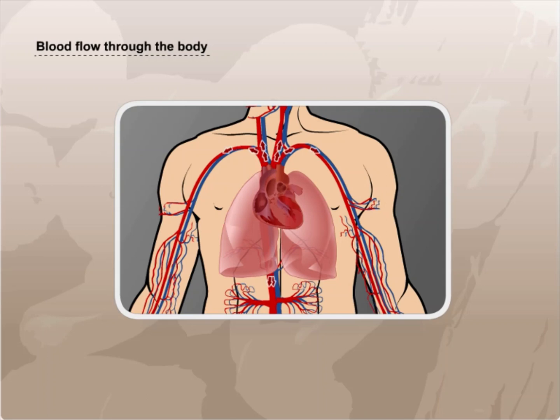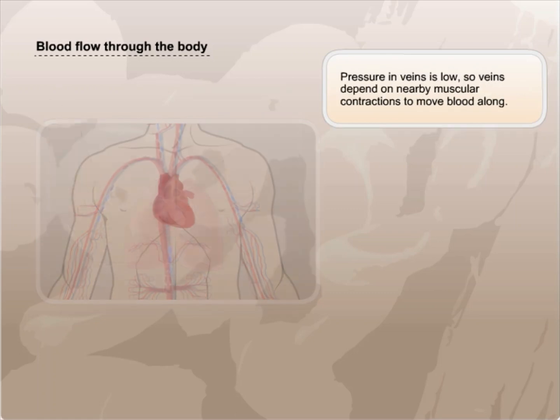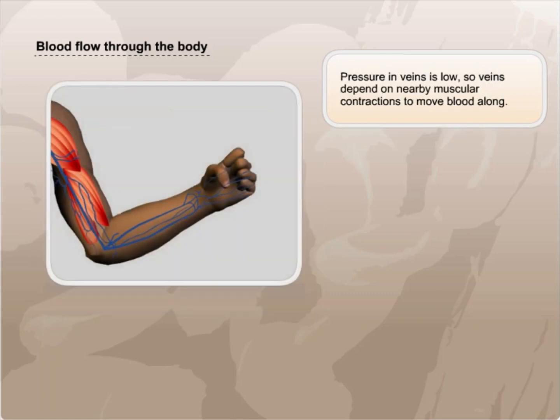As the heart pumps, the arteries carry oxygenated blood to the body's organs and tissues. At the same time, the veins carry deoxygenated blood to the heart. The great pressure at which the blood is pumped by the heart propels the blood through the artery, whereas the pressure in veins is low, so veins depend on nearby muscular contractions to move the blood along.